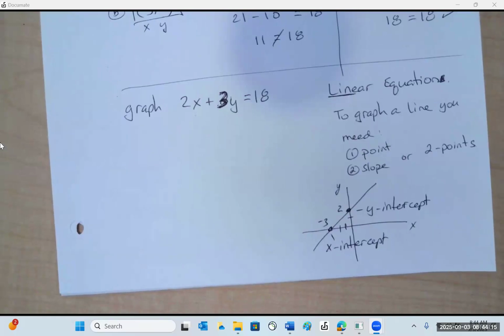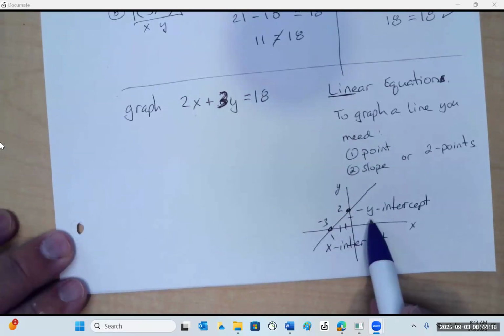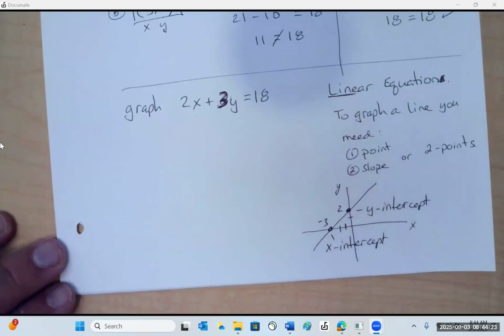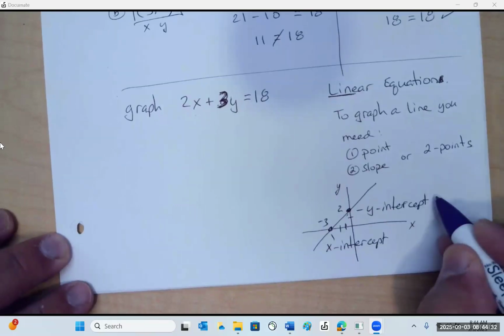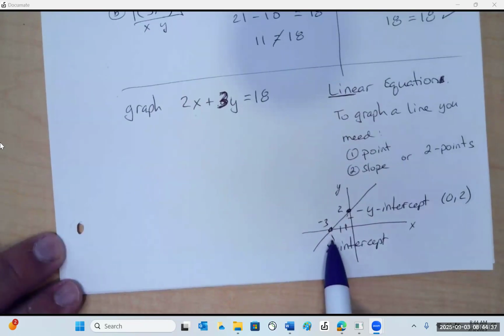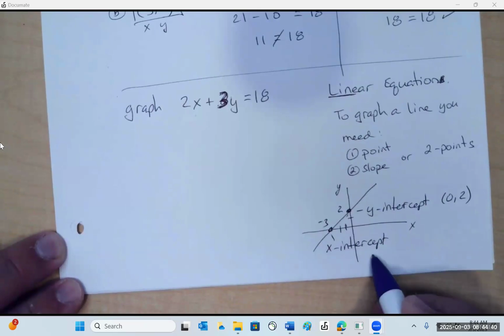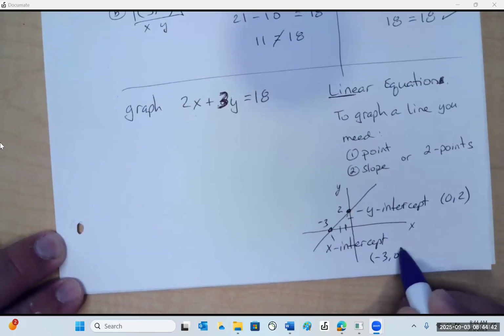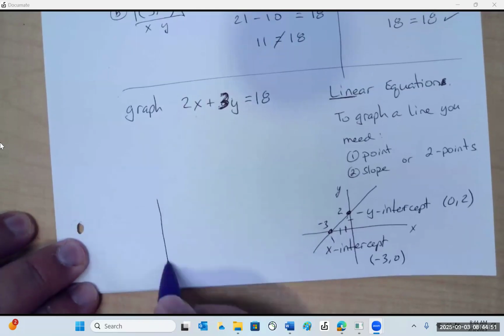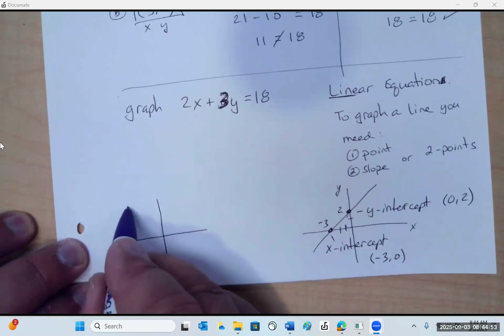Everybody follow me so far? So for the y-intercept, what's the location of that point right there? Very good. It's at (0, 2). How about the other one? (-3, 0). Everybody follow that so far? Let's look at another graph. Let's have a graph that looks like this now.